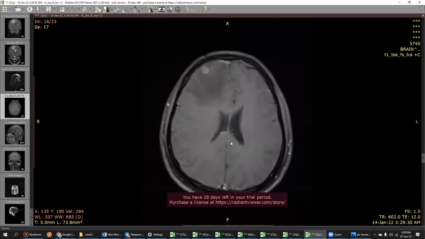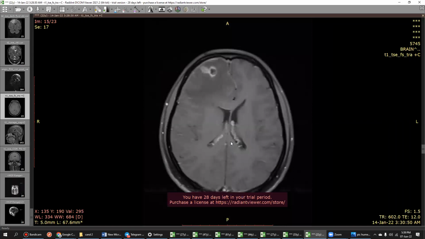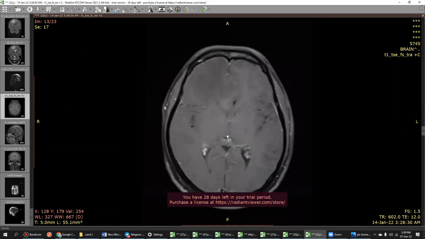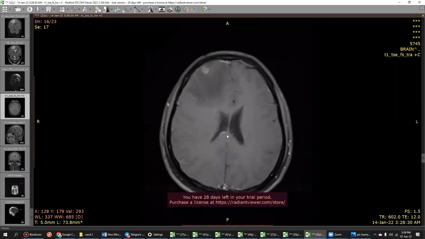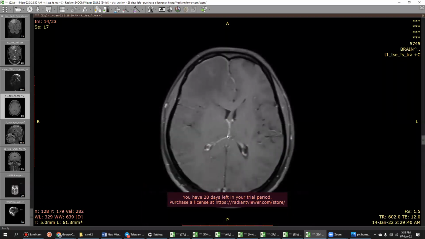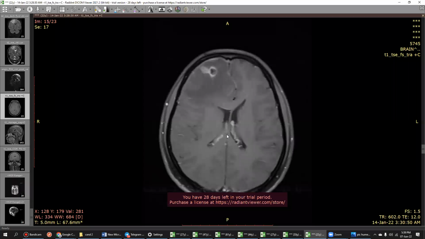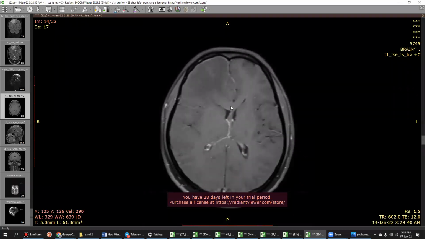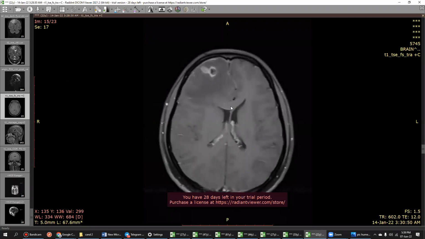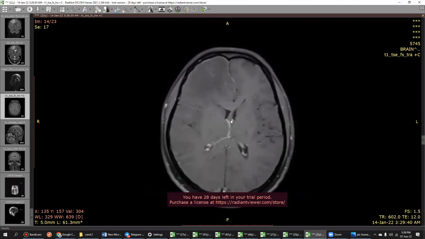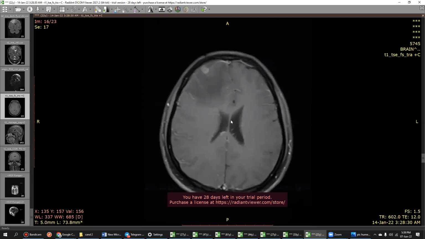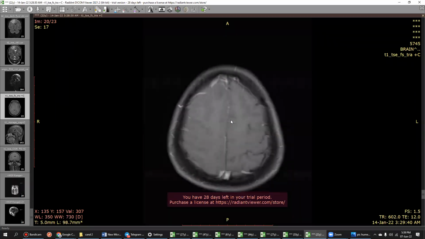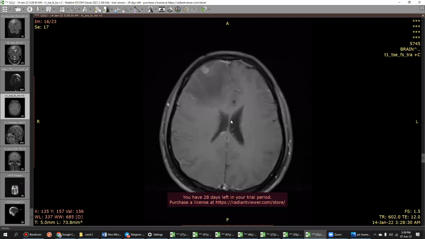So I'm provided with the T1 contrast enhanced images, and there are at least 2 lesions. These show peripheral ring enhancement and adjacent dural enhancement as well. And again, there is mass effect and midline shift. I'm quickly going through the images to see any other lesion.